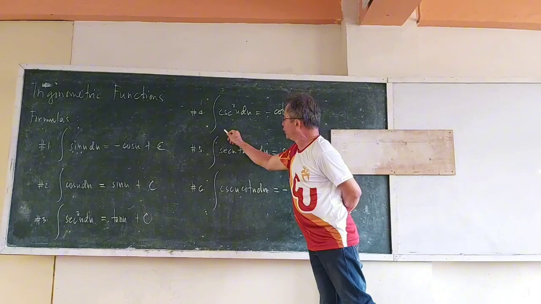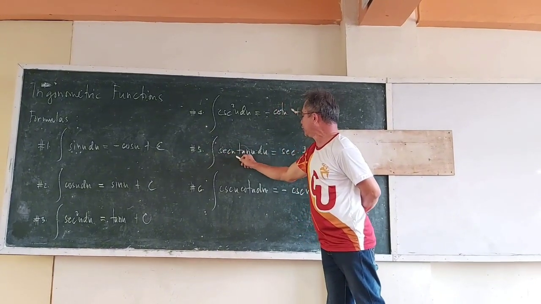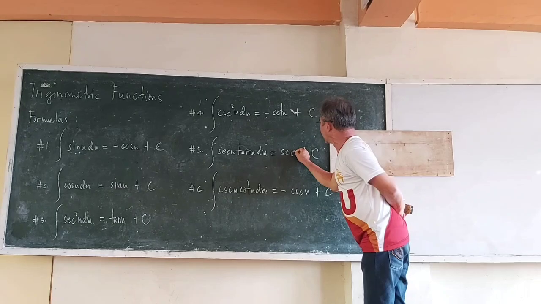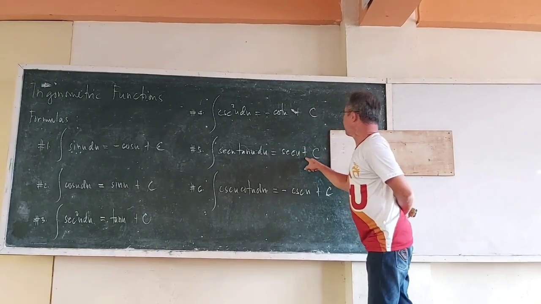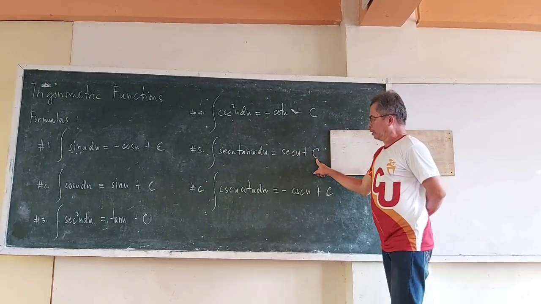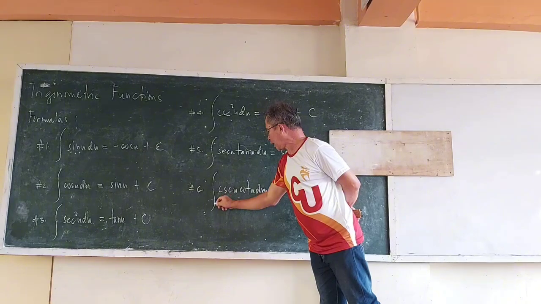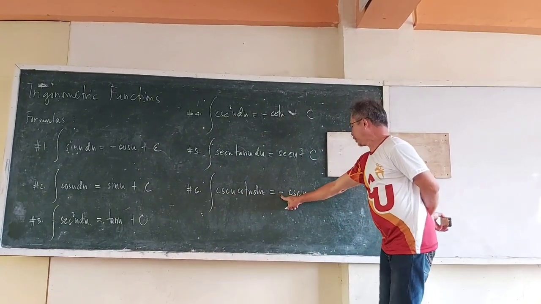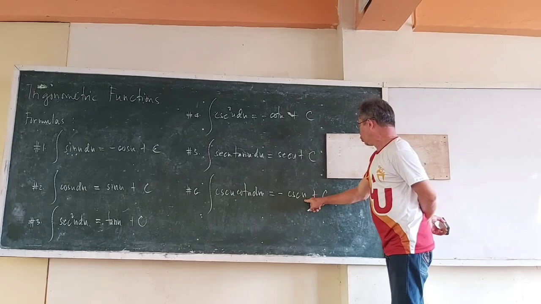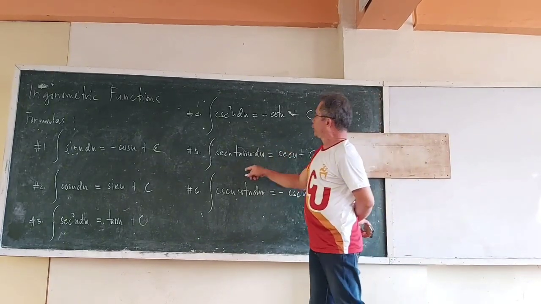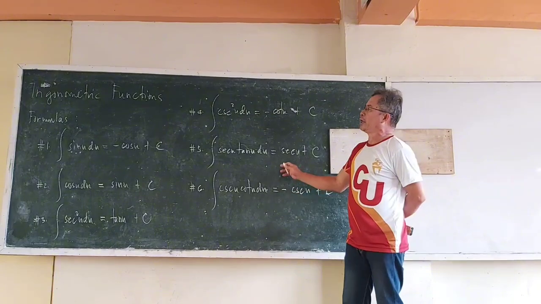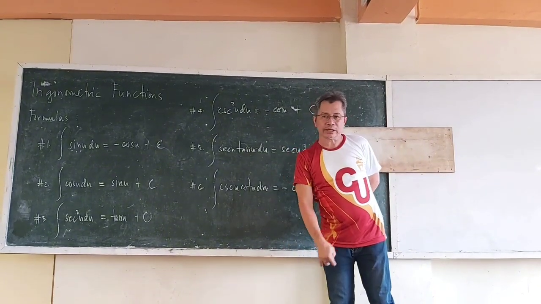Then, if you have the integral of secant u tangent u du, all you have to write is secant u plus c. Then the last is the integral of cosecant u cotangent u du. The answer is negative cosecant u plus c. Everything with your u, just conform with the du. And then we'll have the examples.